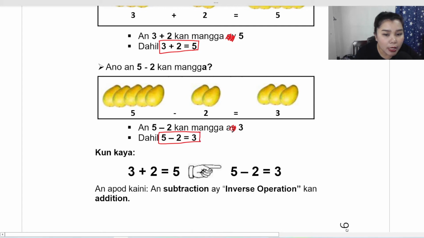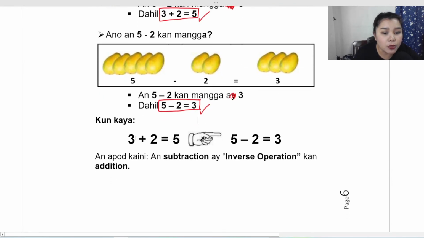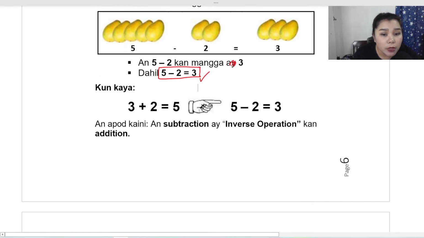Take a look at the number sentences that I marked. So, 3 plus 2 equals 5. 5 minus 2 equals 3. Kung kaya, 3 plus 2 equals 5. Pwede siyang, it is possible to come up with a subtraction sentence out from this one. Magiging na siyang 5 minus 2 equals 3. Kaya, we say that subtraction is inverse operation of addition.